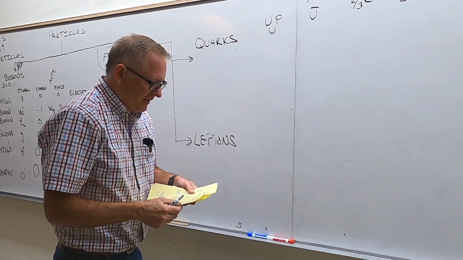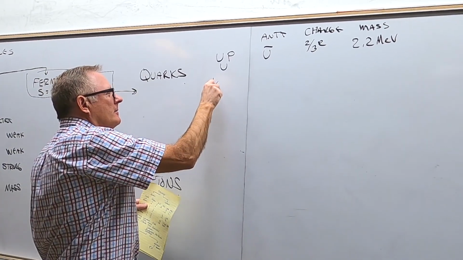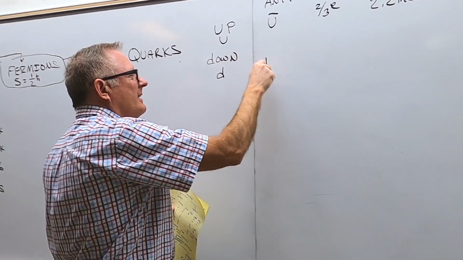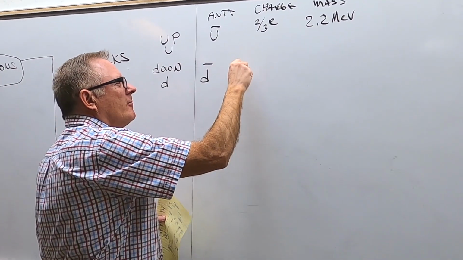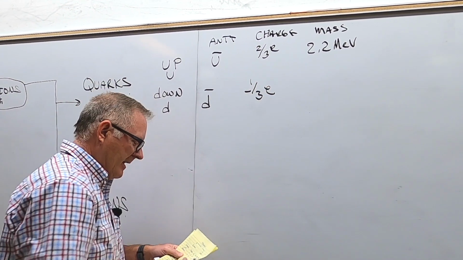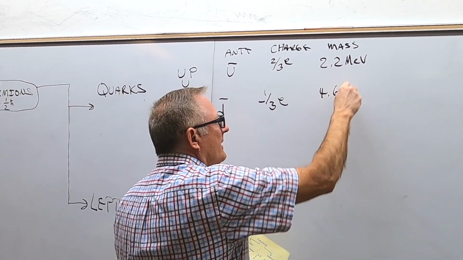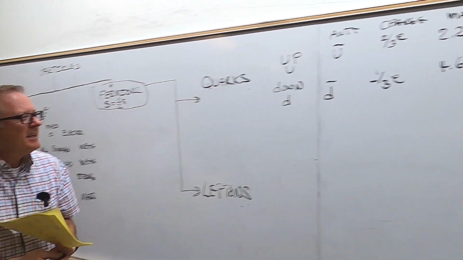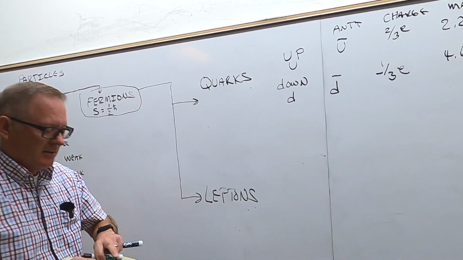And you'll notice if we have an up, we have to have a down, D. And it has an anti right there. And it has a charge of -1/3, E. And its mass is about 4.6 MeV. Now I should say that these quarks, each of them come in 3 colors.